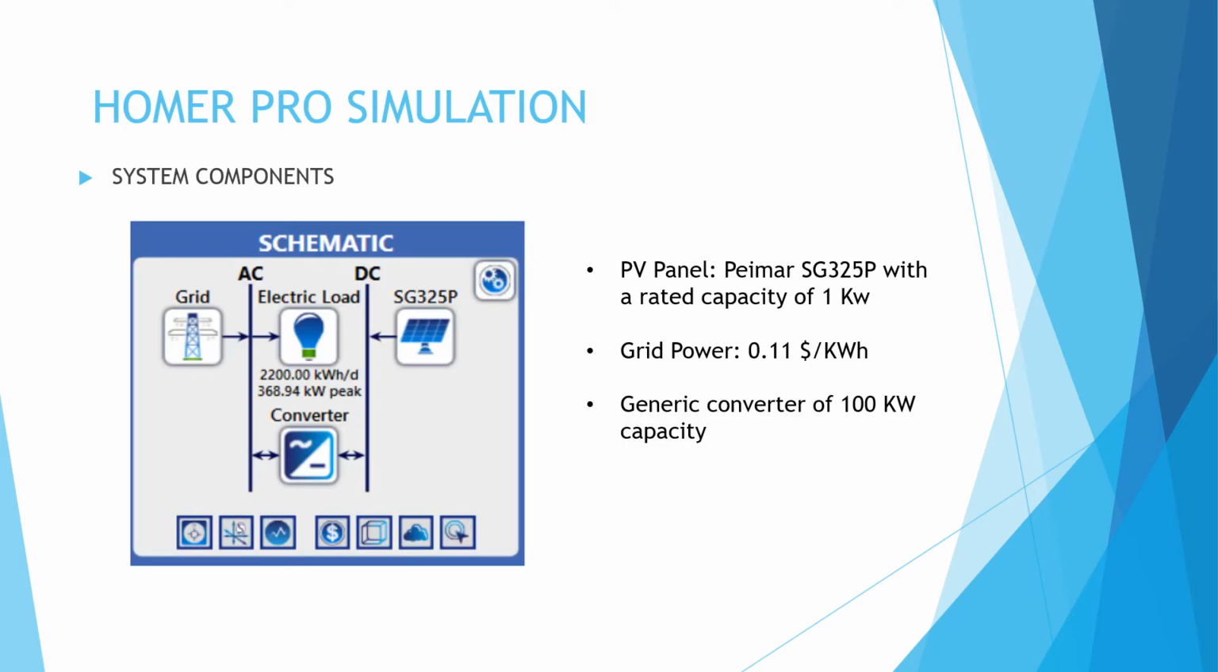So here are the system components. As you can see, here's the system architecture, which is composed of a PV panel. In this case, we selected a Canadian Solar SG325P with a rated capacity of 1 kilowatt. Also, we have a grid-connected system with a rate of 0.11 dollars per kilowatt hour. And also we have a generic converter with a capacity of 100 kilowatts. This is because we need to convert the DC energy to AC.